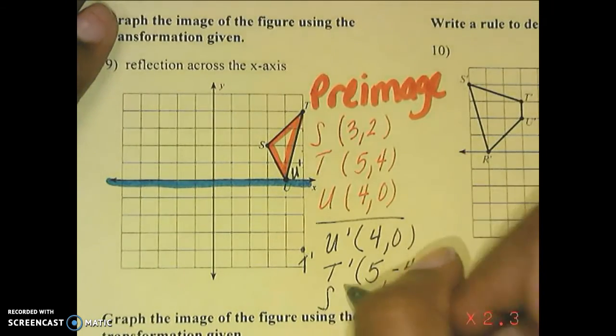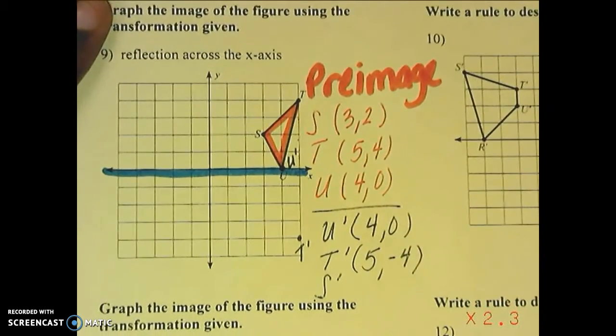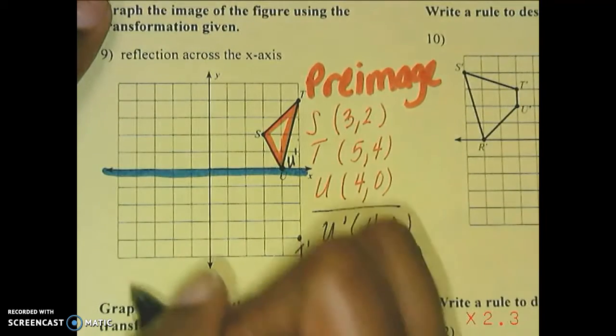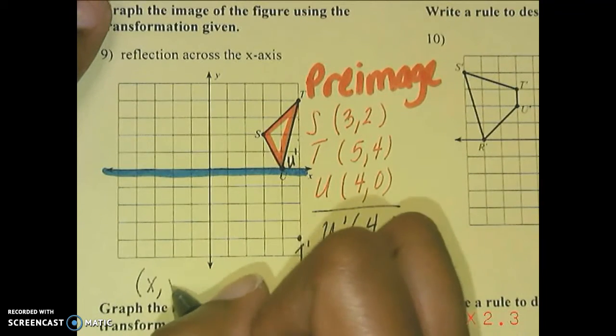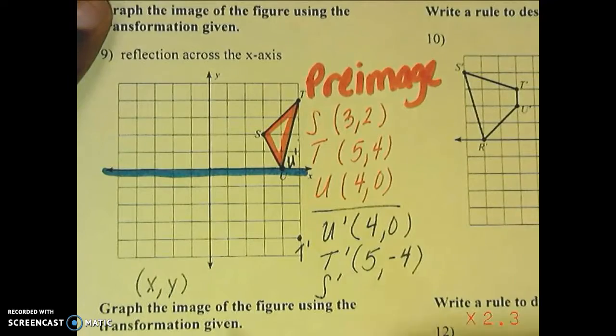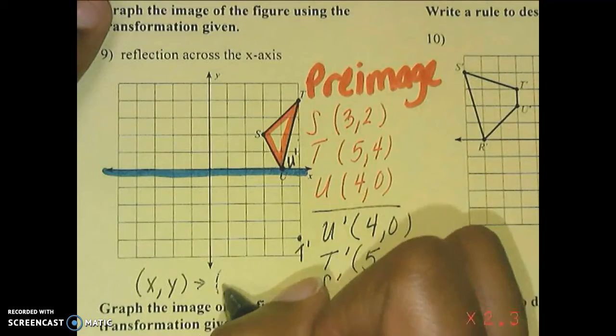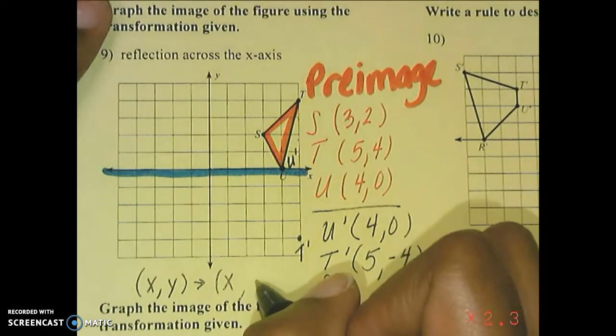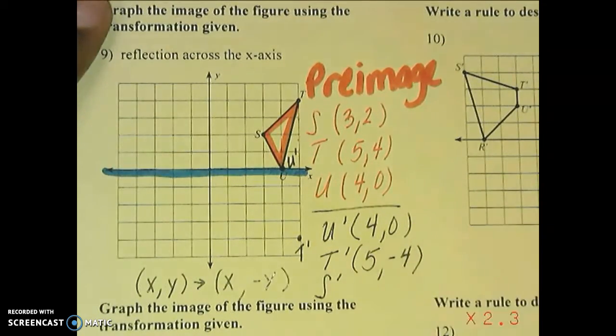The last point on the triangle is S. S goes from 3, 2. And at this point, I'm really hoping that we can write this in shorthand. Every X and every Y, when we have a reflection across the X-axis, the X value stays the same. It's not going to go left or right, but the Y value is going to change. Remember, that change means that it can go from positive to negative or negative to positive.